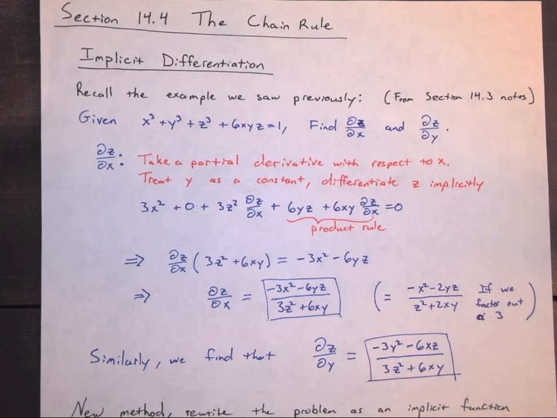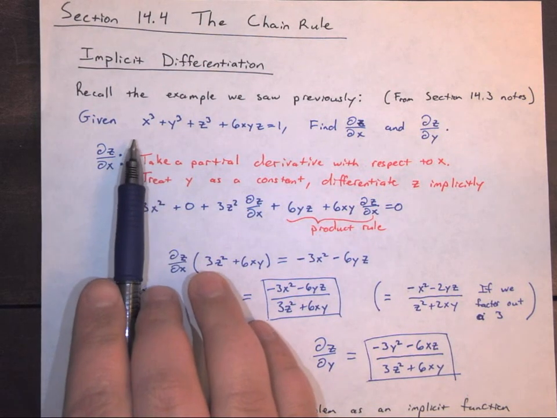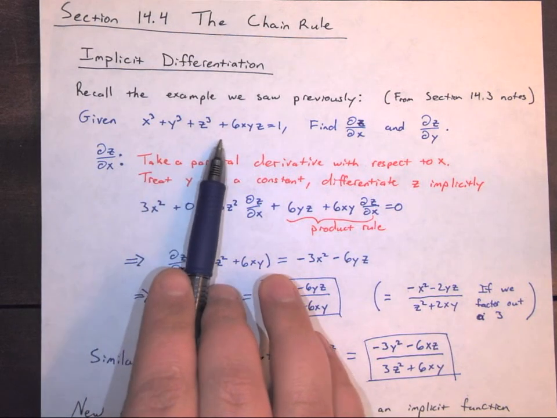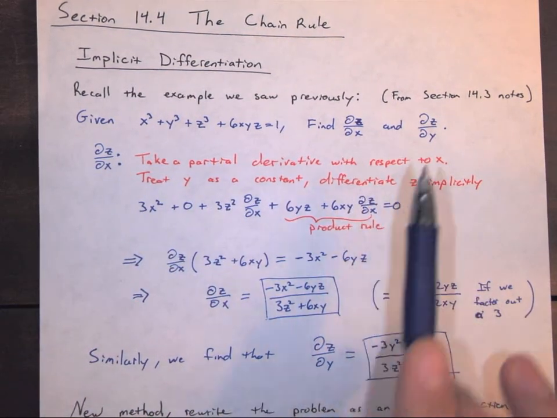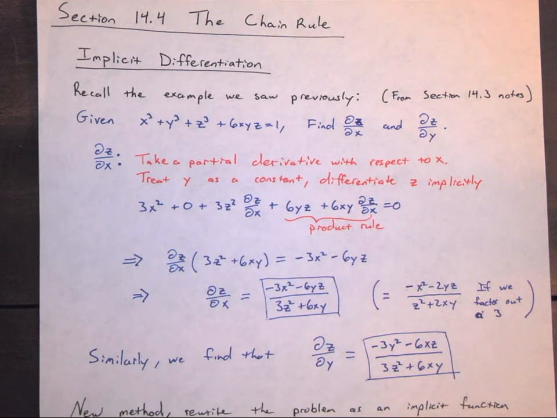If we go further back to the previous lesson on partial derivatives, we did this example in class where we had x cubed plus y cubed plus z cubed plus 6xyz equals 1, and we wanted to find these partial derivatives, so we had to use implicit differentiation. I'm going to go through exactly what we did in class again, and then we're going to talk about a new method to solve this problem.